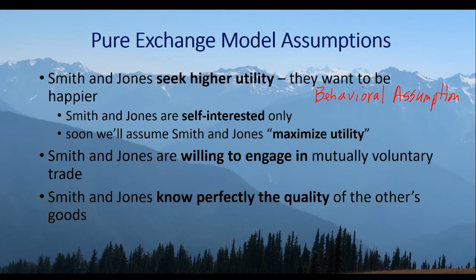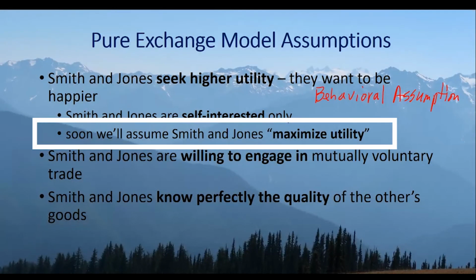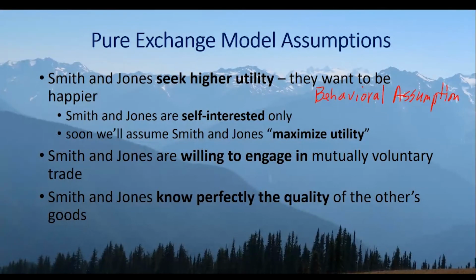Now, again, this may or may not be true in the real world, though it is true in many circumstances. But for the purpose of the model, we're going to make the assumption that it is always true for Smith and Jones. They seek to get higher utility if they can achieve it. Now, later on, as we progress through this model, we're going to introduce a stronger assumption about their behavior, and that is we're going to say they attempt to maximize their utility. And then we're going to think about what the implications of that stronger version of the behavioral assumption are.